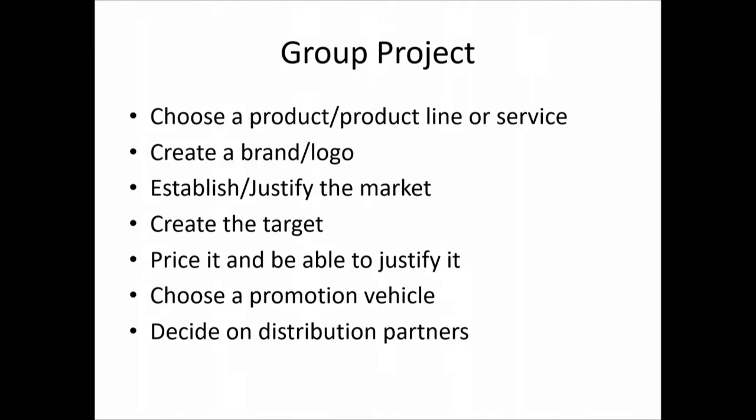It doesn't have to pass any rigid tests of graphic design. As long as you can convey to me what you're trying to mean by the logo, I think that's an important characteristic.